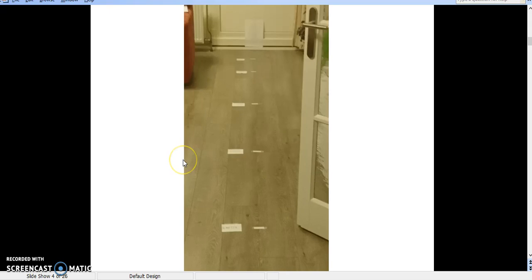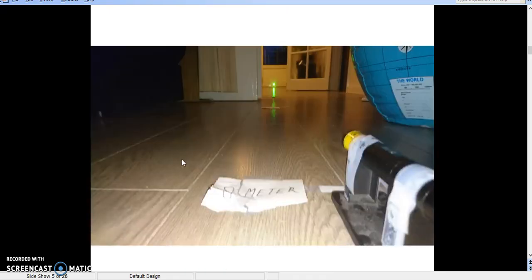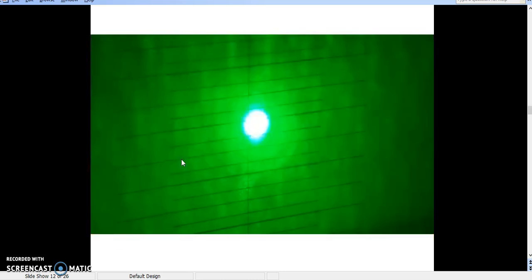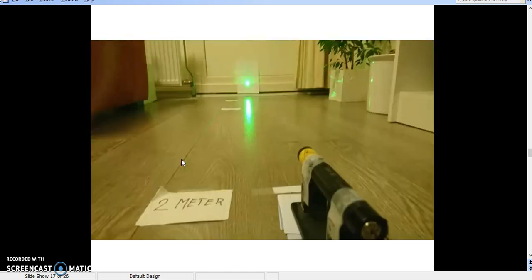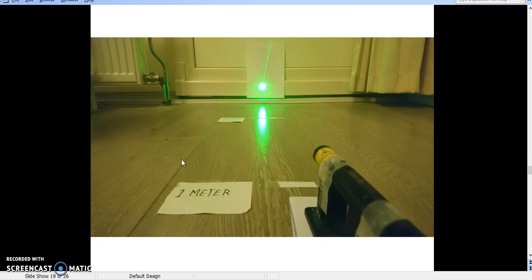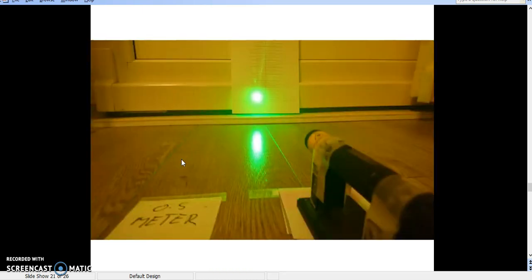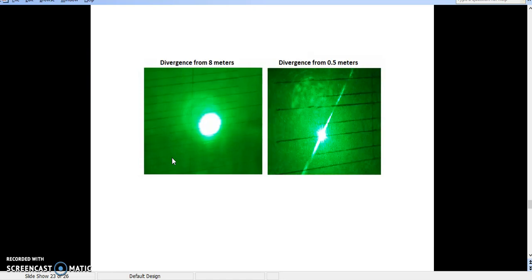Then I shot a laser on the target, starting at 8 meters, and the beam is about 15 millimeters wide. At 7 meters, it's a bit less wide. At 6 meters, it's even less wide. At 5 meters, you can see where this is going. 4 meters, 3 meters, 2 meters, 1 meter, and the last one is at 50 centimeters, and you can see that this one is nearly equal as when it leaves the laser itself.